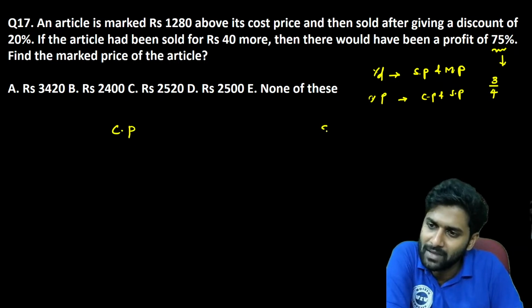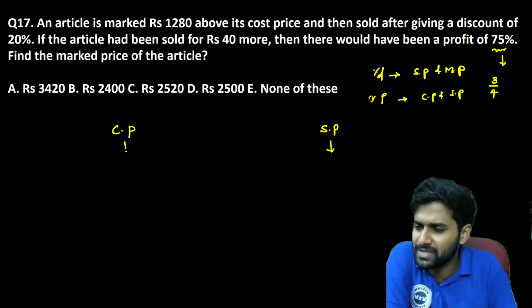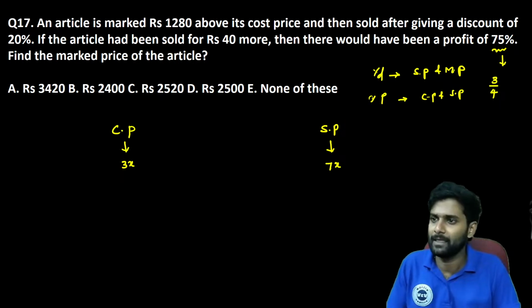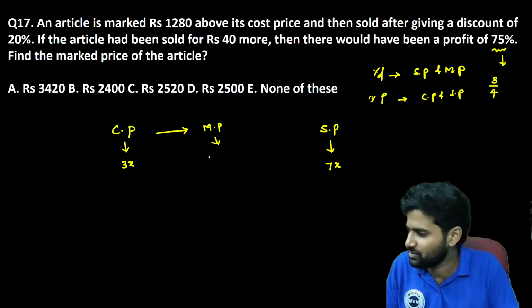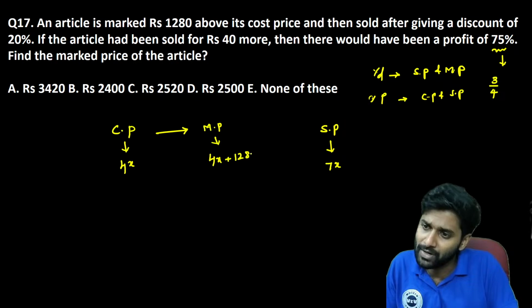Cost price, selling price. See, the cost price of that article is exactly equal to 3x. Definitely selling price is 7x. Why? Because it's 3 units of profit, right? Now they clearly mention that if the cost price is increased, it becomes the market price. So how much is the market price now? According to this data, sorry, cost price is 4x, right? Okay, according to this data, this value becomes 4x plus 1280.